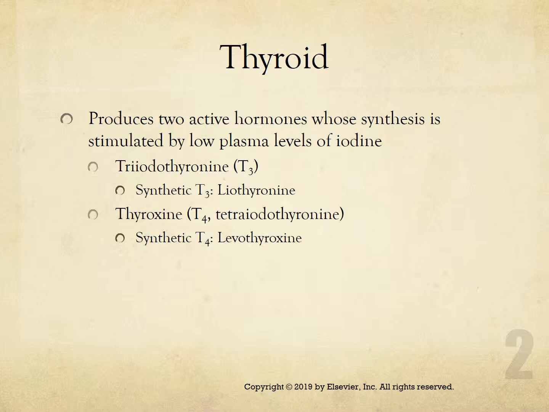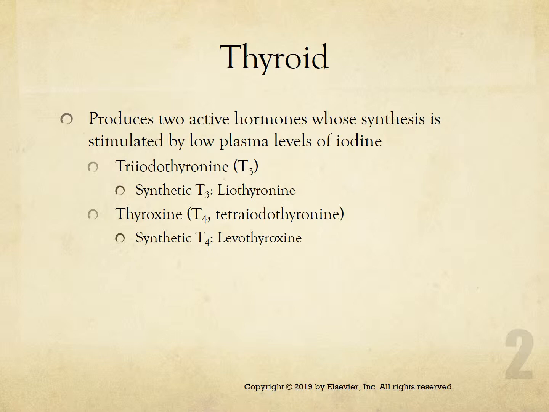So the thyroid produces two active hormones whose synthesis is stimulated by a low plasma level of iodine. And if you remember from patho, that's a feedback system from the pituitary.